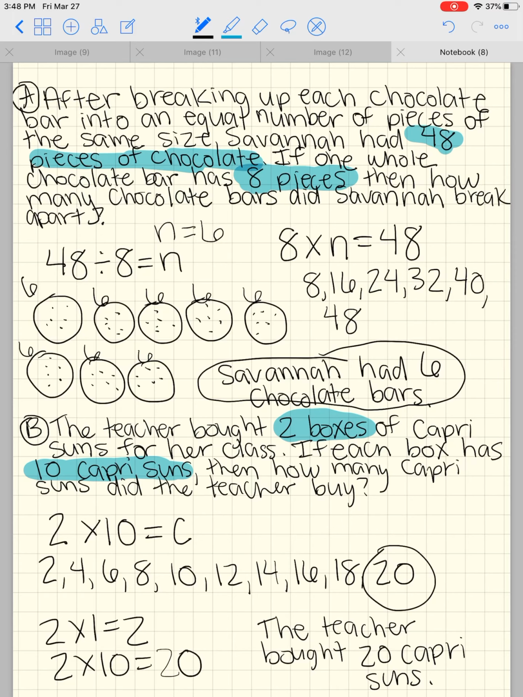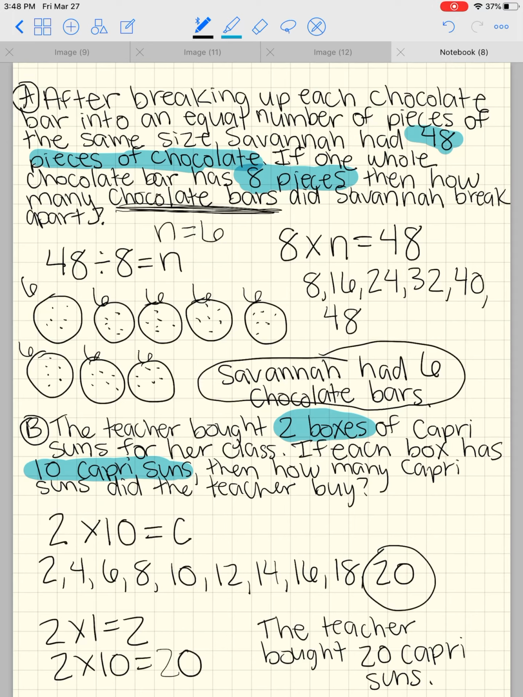So today on your practice, really pay attention to what it is that they're asking you to figure out. So again, in part A, we wanted to know how many chocolate bars, how many groups we had. We knew our total. We knew 48 pieces of chocolate was my total, so that's how I knew it was division.